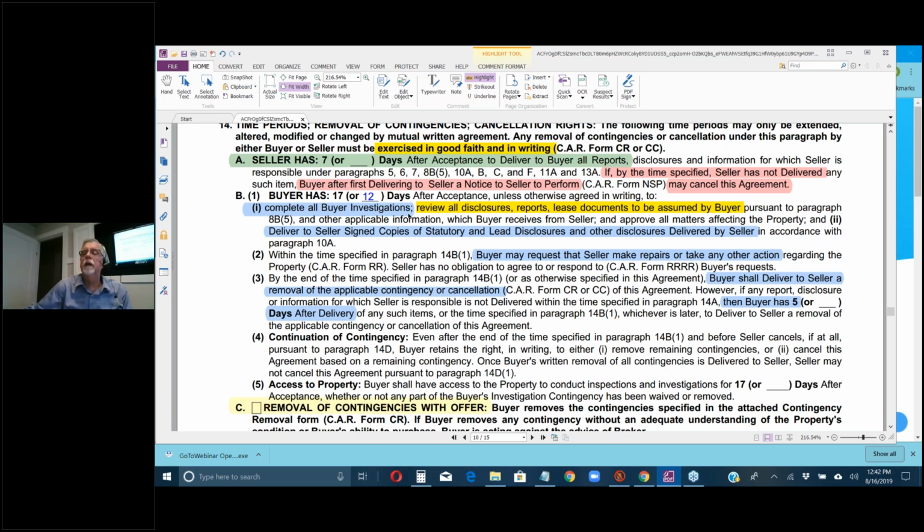Seller shall deliver to buyer signed copies of all statutory and lead disclosures. What this is saying is that during that 12 days which we put in, you're supposed to sign all the stuff and get it back to them, assuming you haven't done that in advance. Buyer may request that seller make repairs or take other action. We usually don't ask that they fix stuff because the lender's not going to like it.